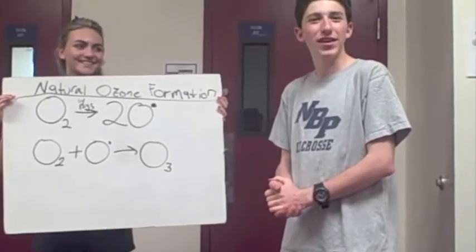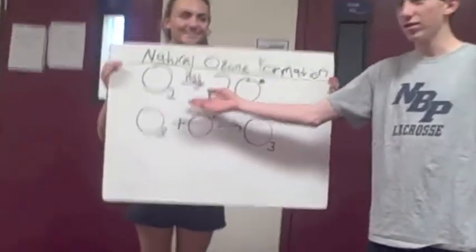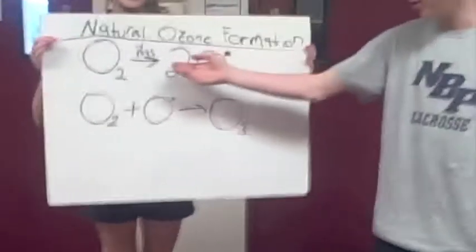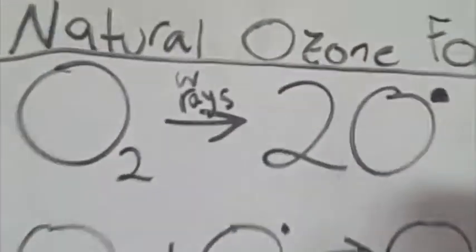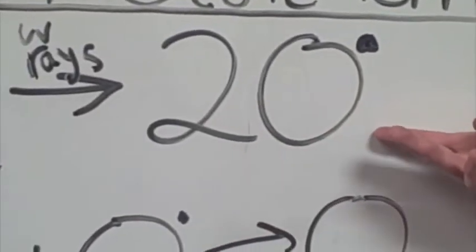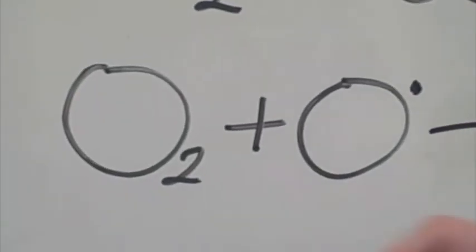Ozone is formed naturally in the environment when oxygen, O2, is hit with ultraviolet rays, in which it becomes two oxygens with a delocalized electron. These oxygens with delocalized electrons are highly reactive, and they then react with an O2 and oxygen to form ozone, O3.